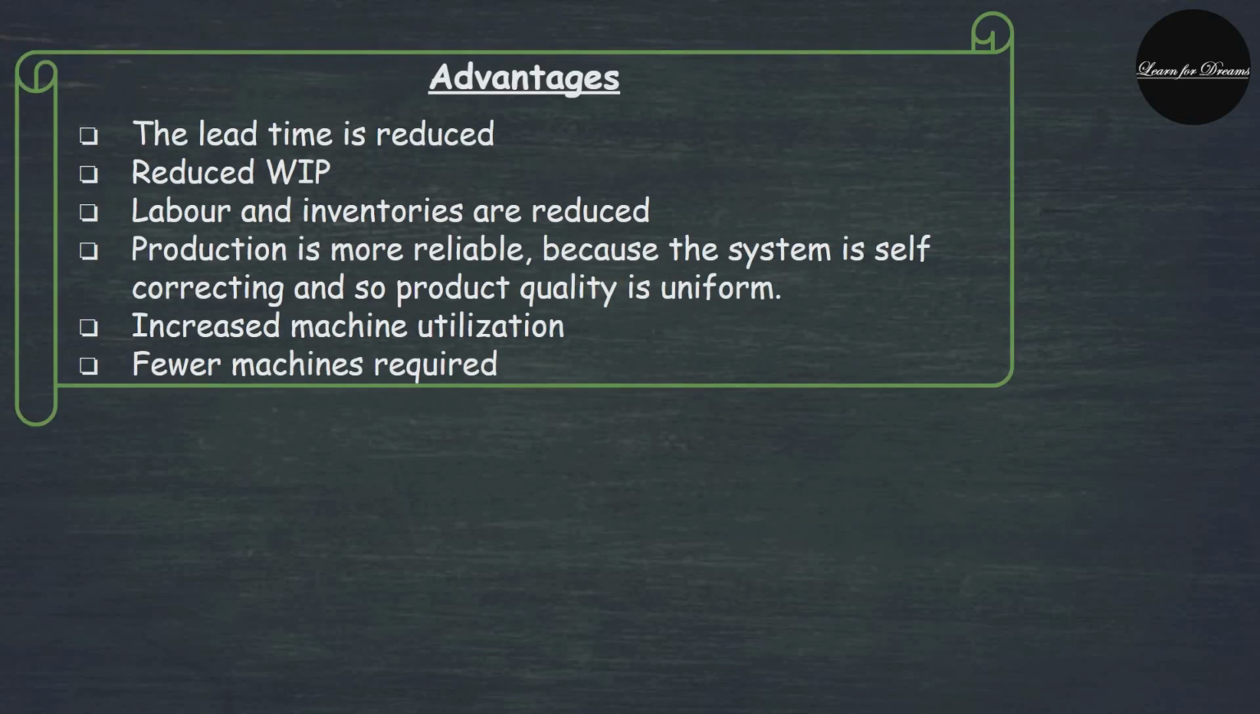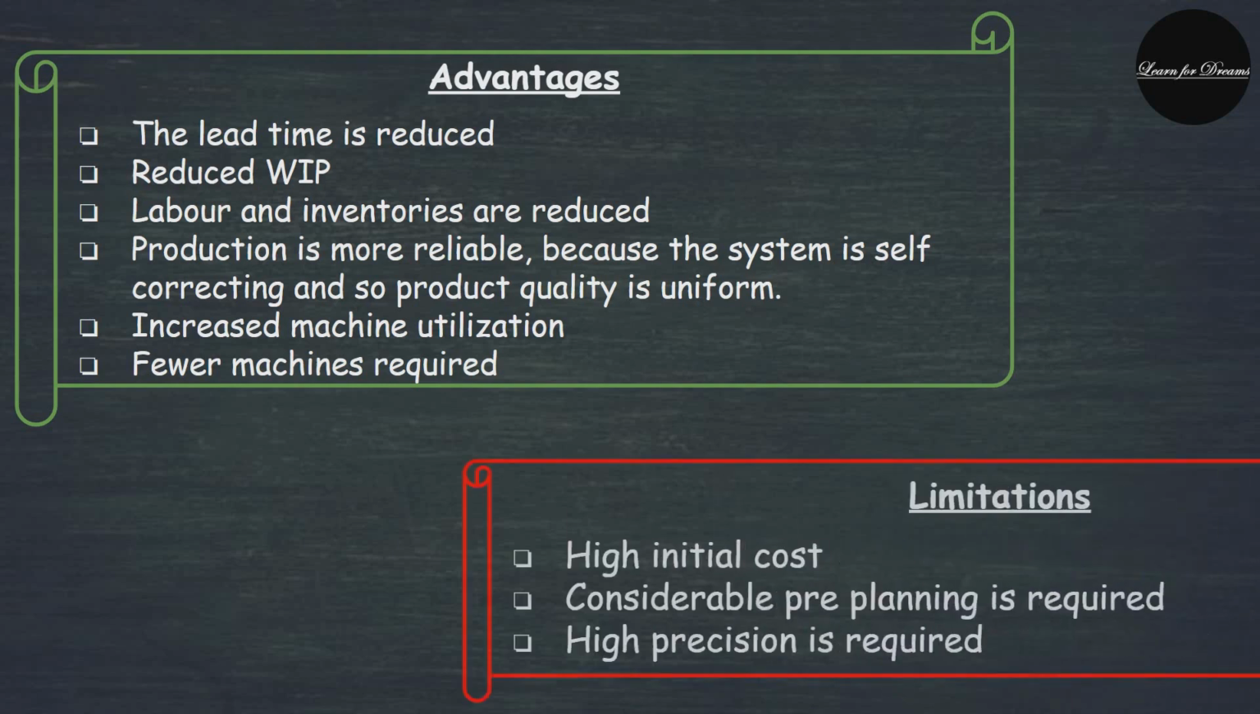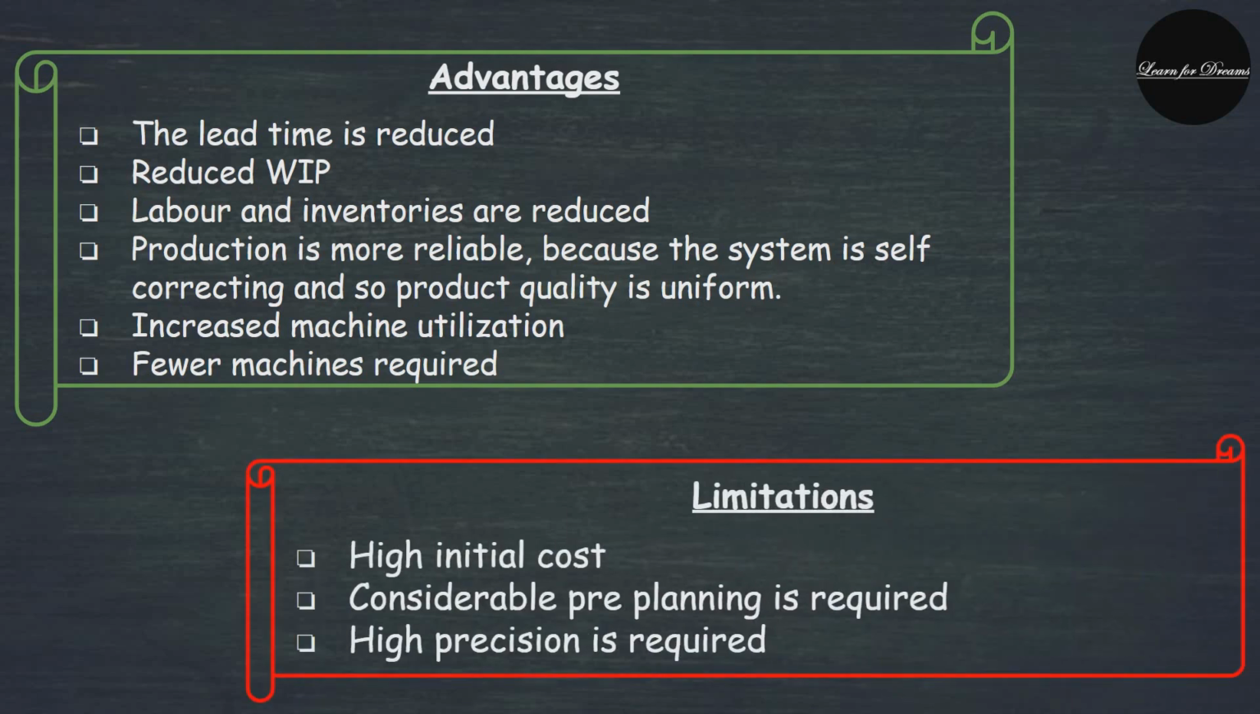Advantages: the lead time is reduced, reduced work in progress inventory, labor and inventories are reduced, production is more reliable because the system is self-correcting and so product quality is uniform, increased machine utilization and fewer machines required. The limitations: high initial cost, considerable pre-planning is required, high precision is required.